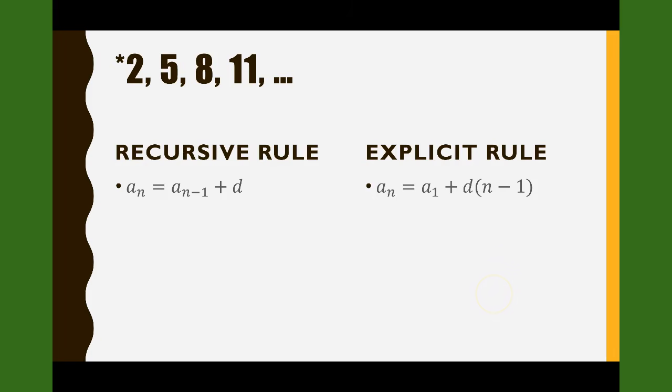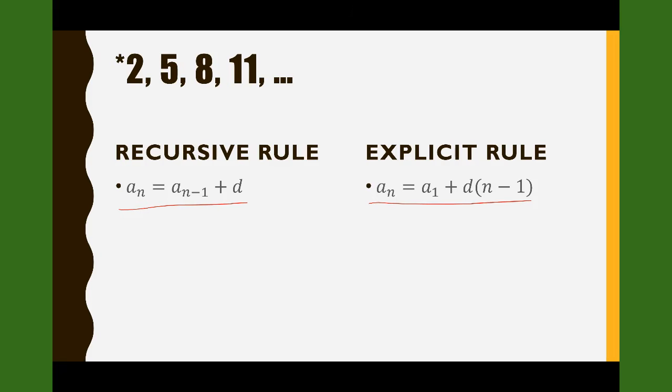So here are the formulas that we need to be aware of for this section. For the recursive rule, we have to know A sub n. We read this as A sub n. Think of a submarine. A sub n equals A sub n minus 1 plus D.